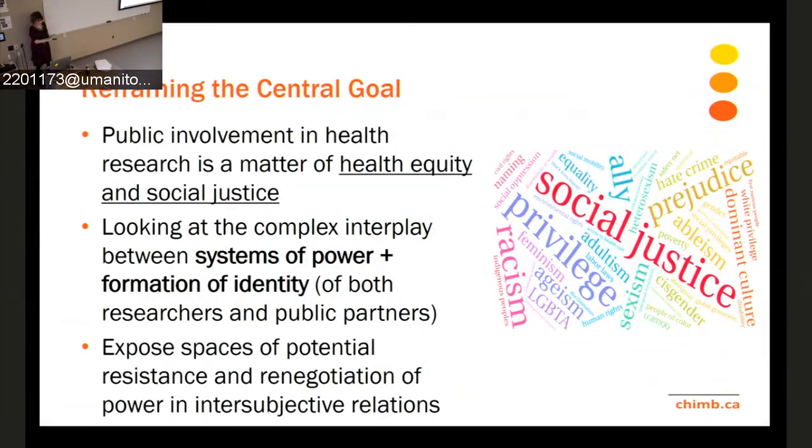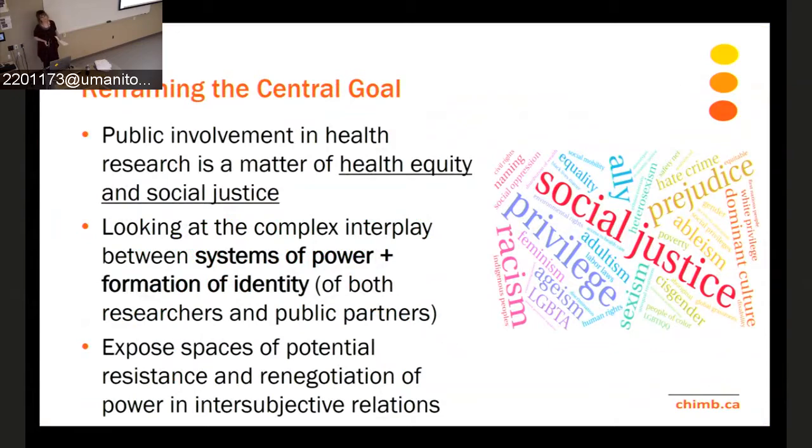First of all, it's a matter of reframing it from a health equity and social justice lens, which is much like what we hear about community participatory research action, only we're going to further expand when we're talking about it, where participatory frameworks often leave off by addressing the impact of complex interplay between identity formation and systems of power and oppression, both for researchers and for patient partners. So actually investigating and exploring that piece of the puzzle.